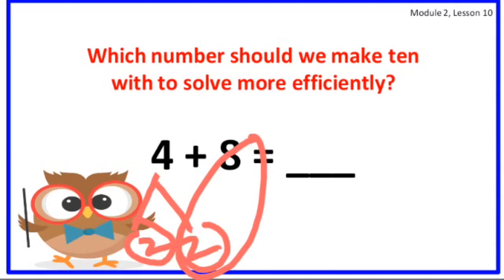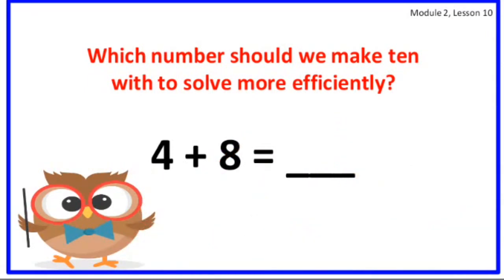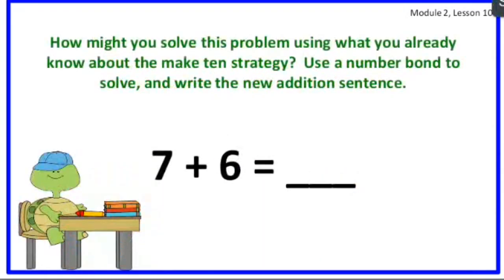So 8 and 2 make 10. And that will be 10 plus 2, and it gives me 12. Very good. So I have my 12. 10 and 2 is what? 12. Very good. Now moving on.